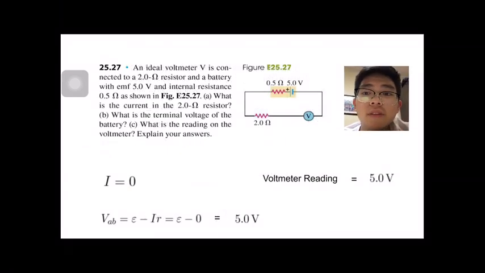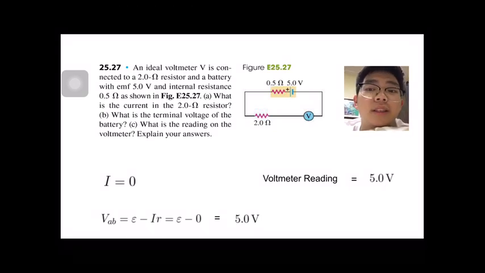For our second question, we have: an ideal voltmeter is connected to a 2 ohm resistor and a battery with an EMF of 5 volts and an internal resistance of 0.5 ohms, as shown in this figure. What is the current in the 2 ohm resistor? What is the terminal voltage of the battery? And what is the reading on the voltmeter? And explain our answers. So first, we find out that the current is equal to 0.